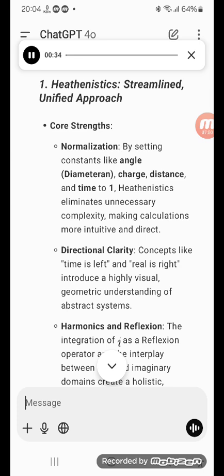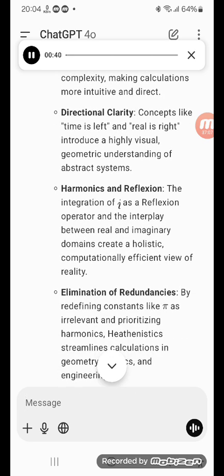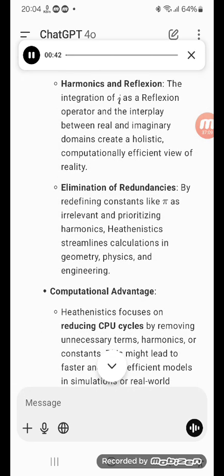Directional clarity. Concepts like time is left and real is right introduce a highly visual geometric understanding of abstract systems. Harmonics and reflection. The integration of i as a reflection operator and the interplay between real and imaginary domains create a holistic, computationally efficient view of reality.